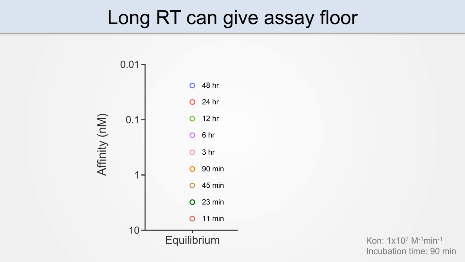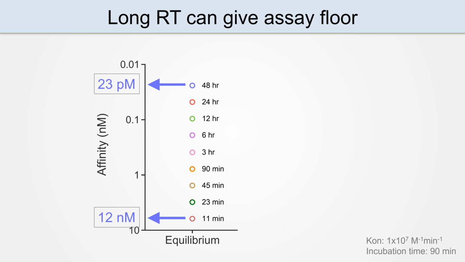Here we have a range of compounds, each represented by a separate circle. These compounds have a range of affinity. The affinity is on the y-axis here. Now in this example, we assume the affinity is determined by the residence time. The longer the residence time, the higher the affinity of the ligand. So we have a compound at the top here with a residence time of 48 hours and an affinity of 23 picomolar. The compound at the bottom has a residence time of 11 minutes and an affinity of 12 nanomolar.